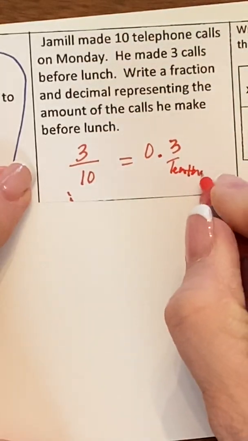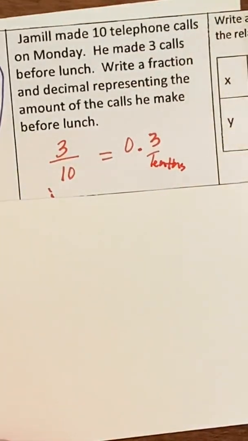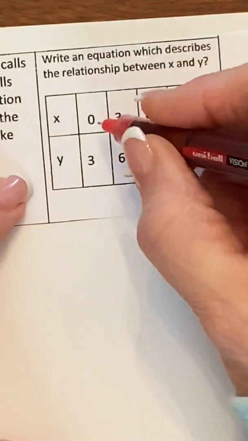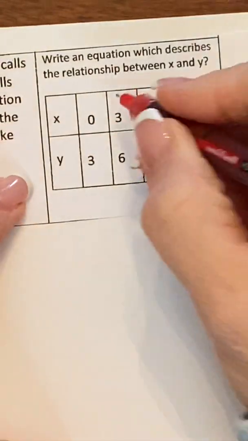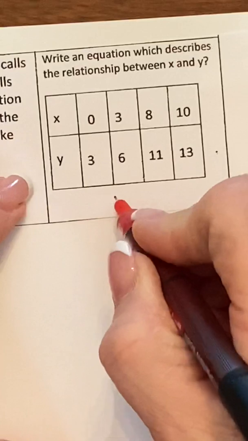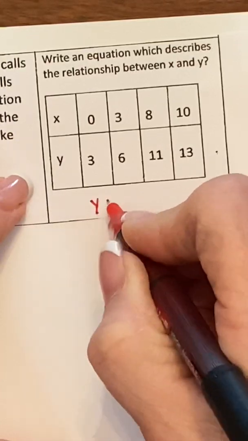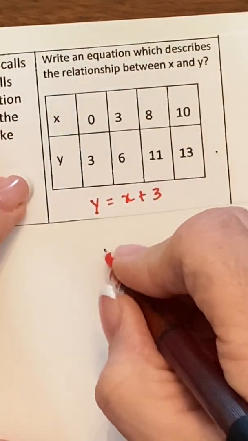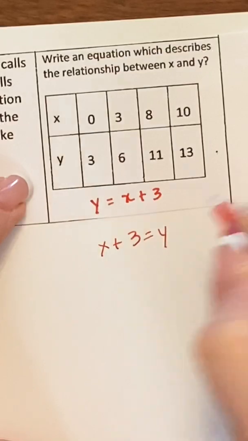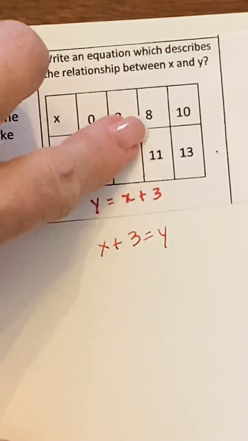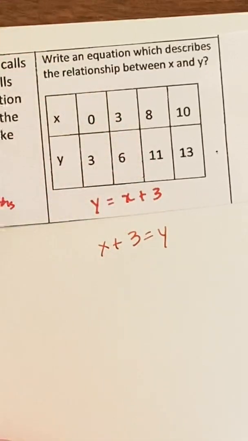3/10. All right. Write an equation which represents the relationship between x and y. The relationship between x and y. What do you do to x to get y? It looks like you're adding 3. Yep, every time. So what would be the relationship to get y? y equals x plus 3. Yep, or x plus 3 equals y. x plus 3, x, which is 8, plus 3 is 11. Very good, that works. Algebra.